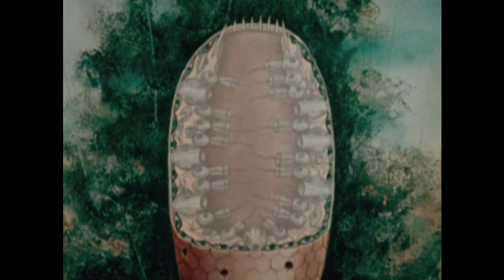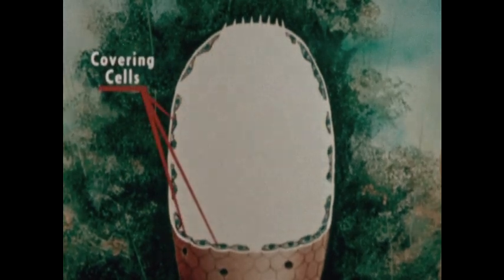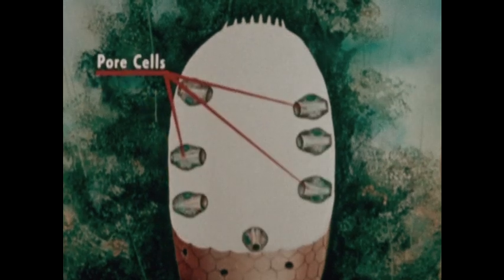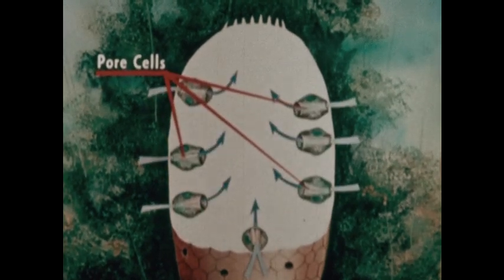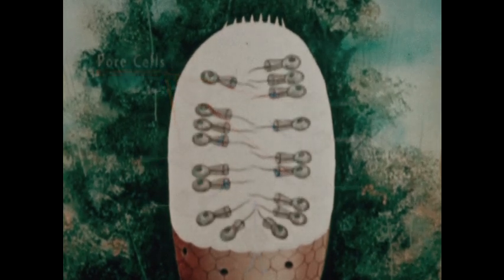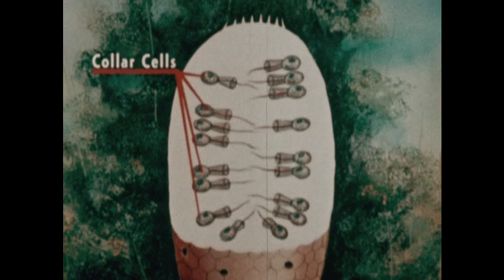The outside of a sponge body is protected by a layer of covering cells which fit snugly together like the tiles in a mosaic. Projecting through this layer are pore cells where water flows into the animal. Lining the inner cavity are collar cells.